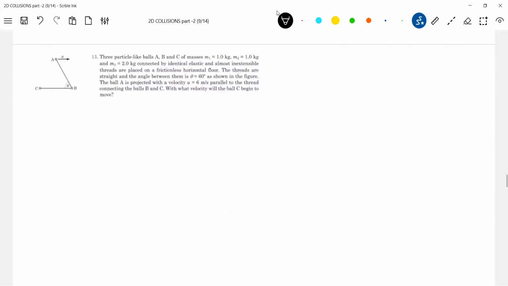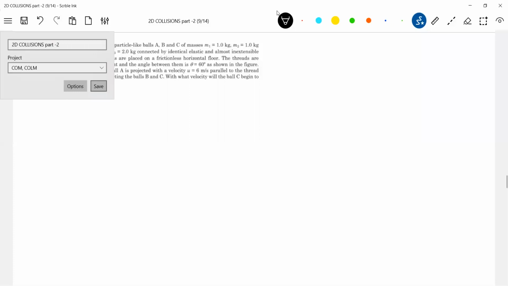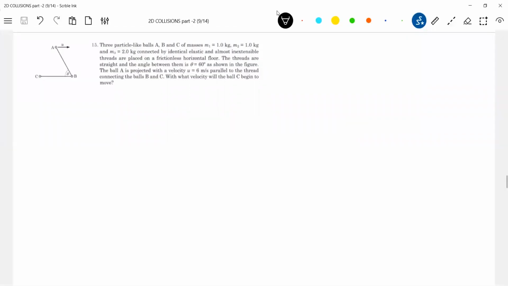Come to this. Only two balls we took, no? I'm just bringing three balls now. Three particles A, B, C of masses M1, M2. The threads are straight. The angle between them is theta 60 as shown in the figure. Ball A is projected with velocity u parallel to the thread connecting balls B and C. With what velocity will ball C begin to move? This is from Pathfinder. Let's see how you manage. I'm just bringing three balls like this, four, five balls also. Tomorrow I'll bring other different types of numericals, and all these are basic ideas.